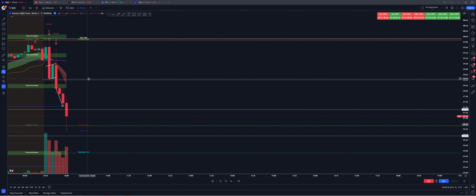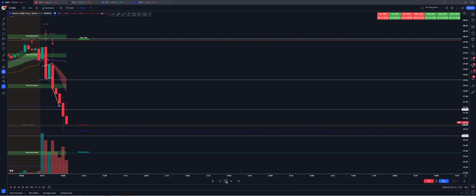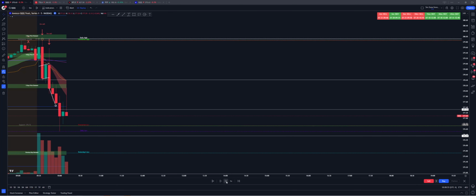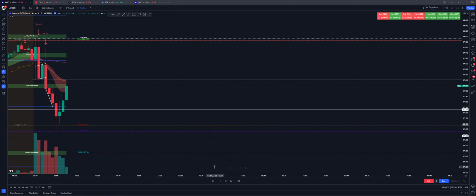I didn't actually trade until later in the day. I was sleeping in a little bit, so I missed this opportunity, but there were some other opportunities later in the day and on SPY as well. So let's continue.